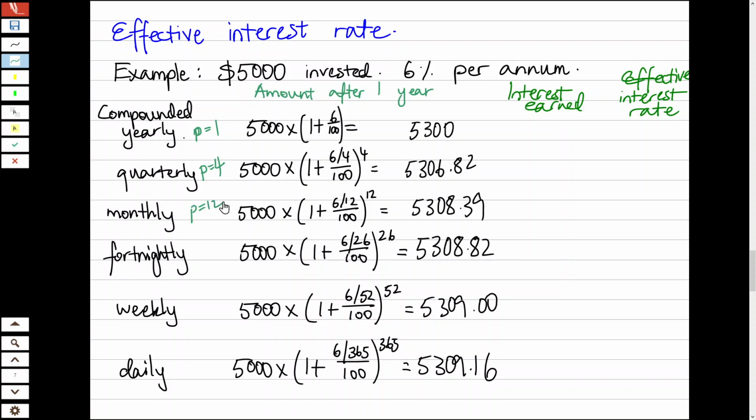How many fortnights are in a year? 26. 52 weeks in a year. One fortnight is 2 weeks, so 52 divided by 2 gives you 26.